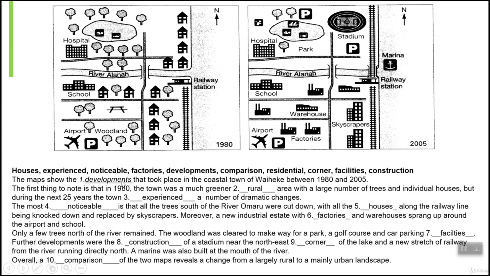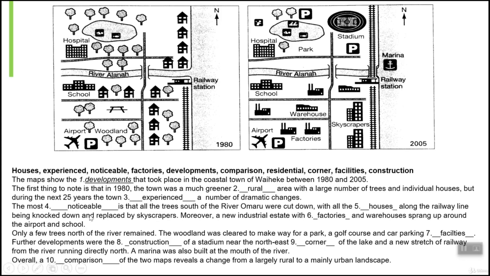The maps show the developments that took place in the coastal town of Waiheke between 1980 and 2000. The first thing to note is that in 1980, the town was a much greener rural area with a large number of trees and individual houses, but during the next 25 years, the town experienced a number of dramatic changes. Now for the main body.